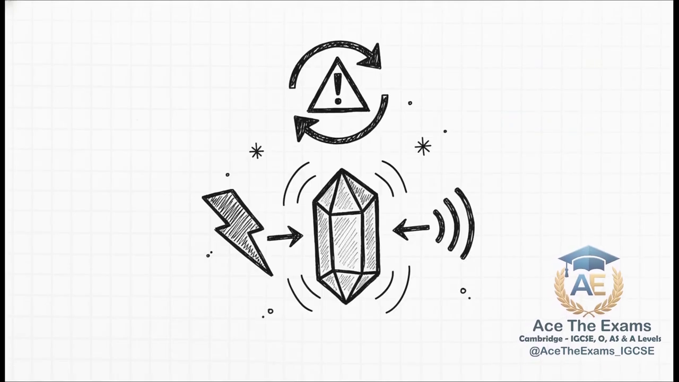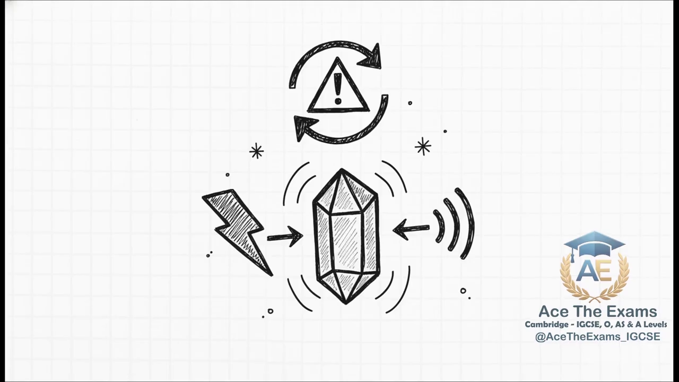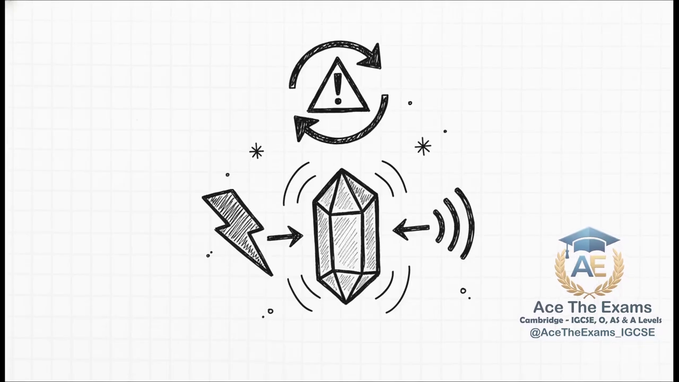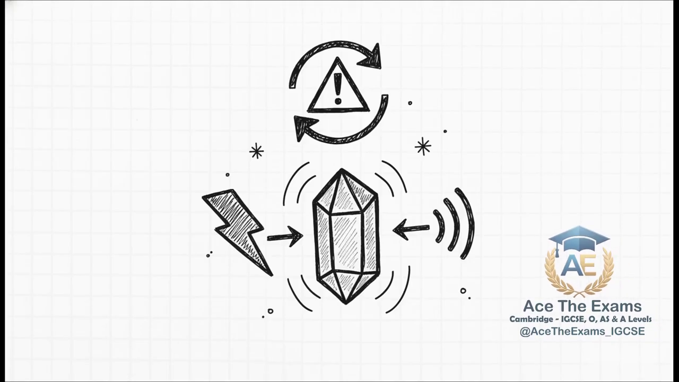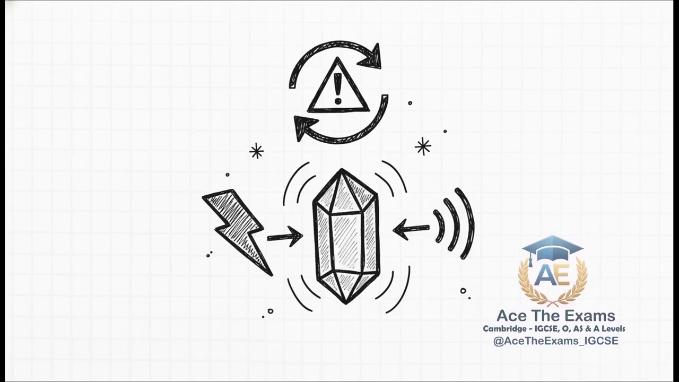Trap number 1, confusing cause and effect. Trap number 2, forgetting format and presentation. Trap number 3, writing answers that are not specific to the context given. I want to zero in heavily on trap number 1 because it is notoriously, painfully common in medical physics.